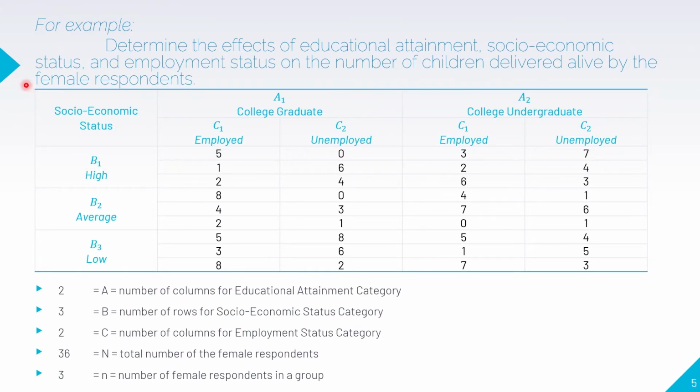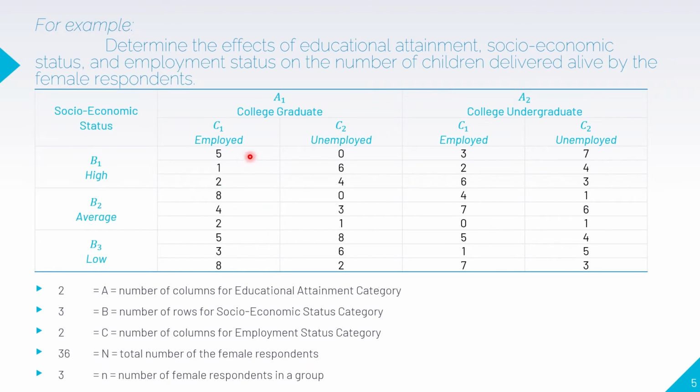So back to our data. Let's first find these values. In finding our value A, it is the number of columns for the educational attainment category. As said earlier, we have 2. Our B is the number of rows of the socioeconomic status category, which is 3: 1, 2, 3. High, average, and low. And we have our C, the number of columns for the employment status category, and we have 2, the employed and the unemployed.